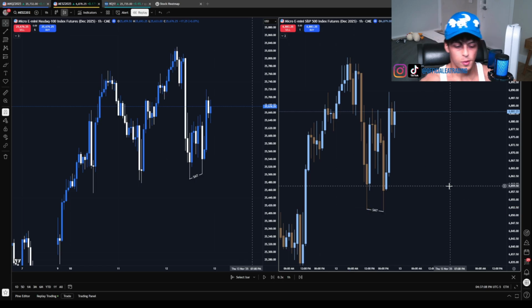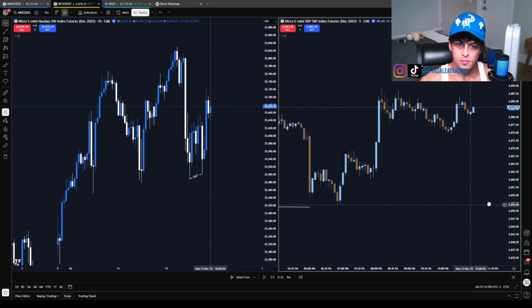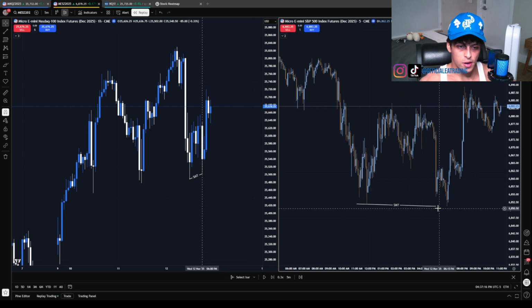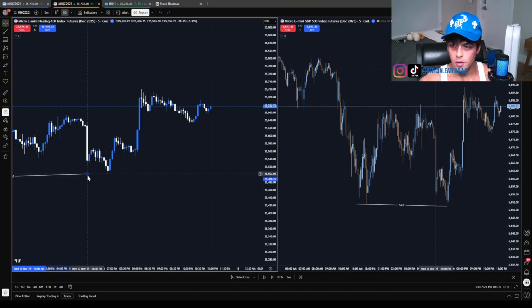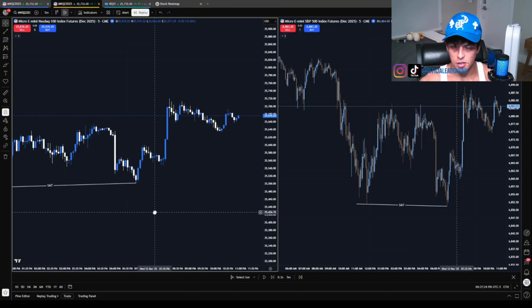Now, what do we want to do? This is the 1 hour time frame, so we want to drop into, let's say, the 5 minute time frame first. And let's look for the area of the SMT. You can see it's right here. And same thing on NQ. Go to the 5 minute. Now we have spotted where the SMT actually is.